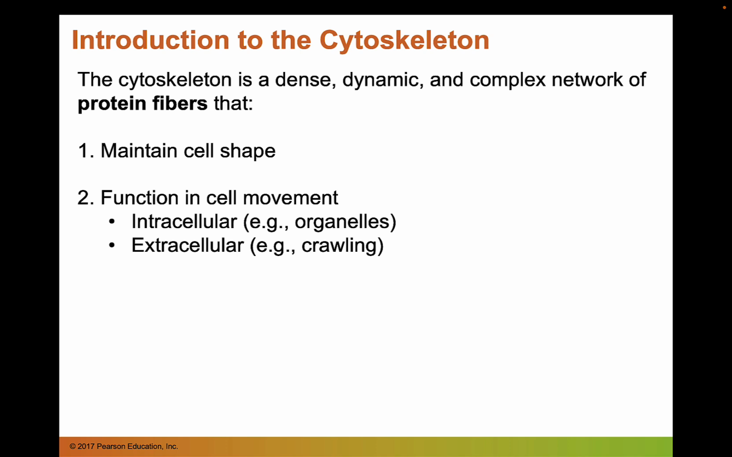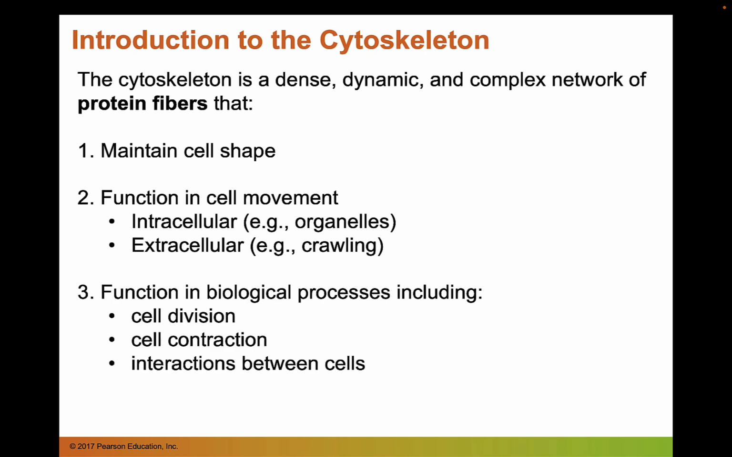The cytoskeleton also plays a very important role in cell movement. This can be movement occurring inside the cell, so moving organelles or vesicles from point A to point B, or it could be movement of the entire cell, like extracellular movement, including crawling. And then finally, the cytoskeleton is involved in all kinds of biological processes that we'll study this quarter, including cell division, cell contraction, and the interaction between cells.